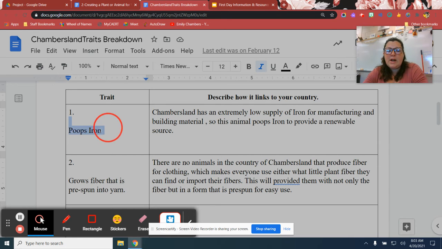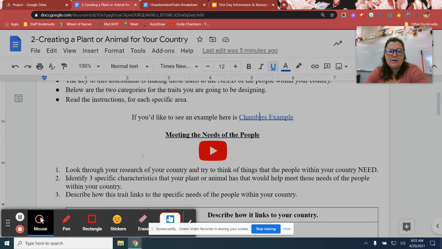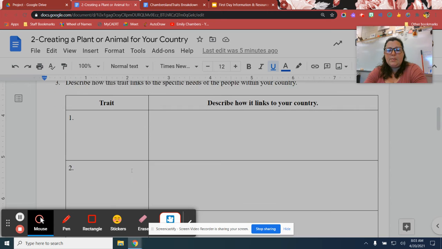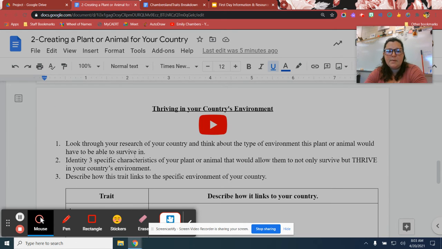Okay. So not only am I telling you this is what it does, it poops iron, but then I'm describing why it's important for my specific country that this animal does that. I'm saying our country doesn't have manufacturing because they don't have a source of iron. Therefore, this animal is going to do that for them. Okay? So again, linking those two traits together. And that's where you put this stuff. You need 3, linking to, again, how they help the people.